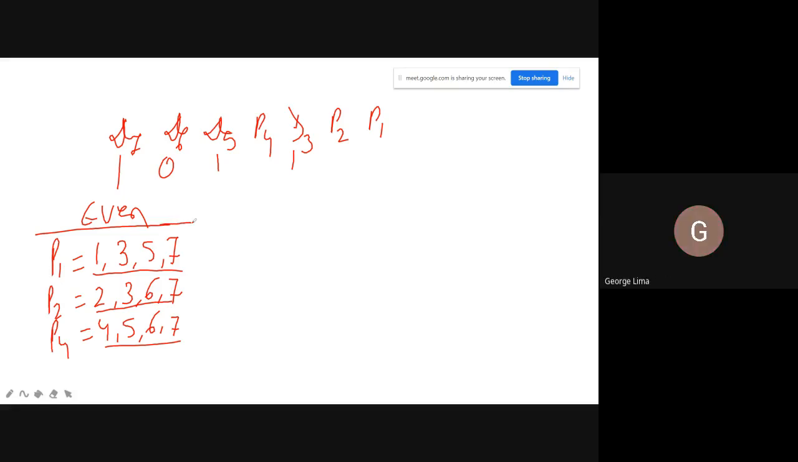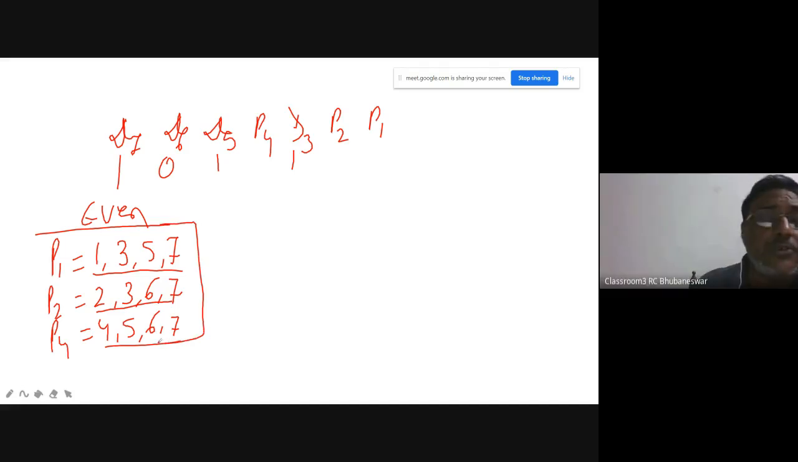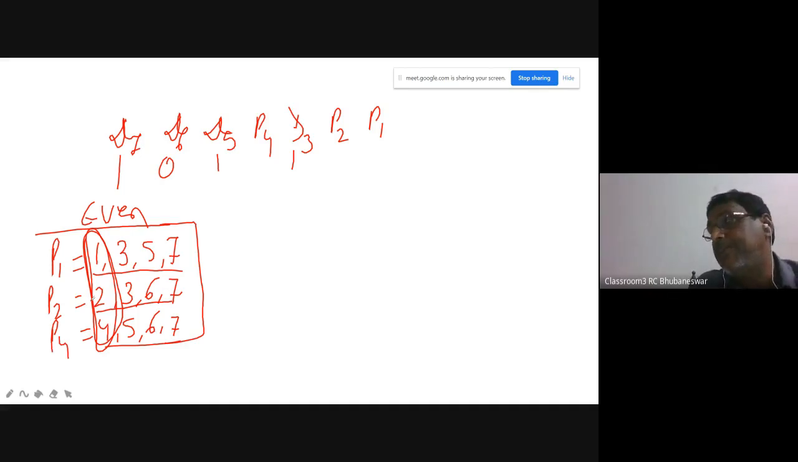Now you see, in each case, the first position value we do not know, and we have to find out the value of P1, P2, and P4. P1, I do not know. At 3, there is a 1. At 5, another 1. At 7, another 1. So the total number of 1s is 3.